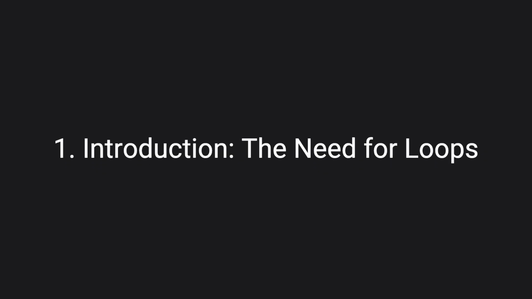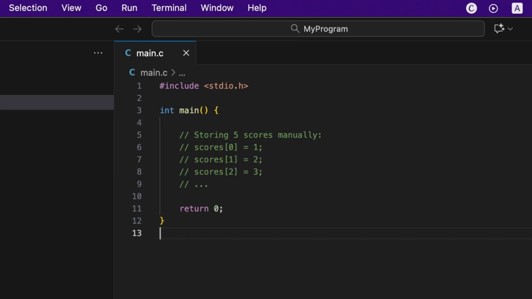First, introduction, the need for loops. In the last lesson, we learned that arrays let us store many values under one name. But imagine having 20 or 50 scores. Manually accessing each element like scores[0], scores[1], up to scores[49] is inefficient and tedious. This is where the true power of arrays is unlocked, by combining them with loops, specifically the for loop.